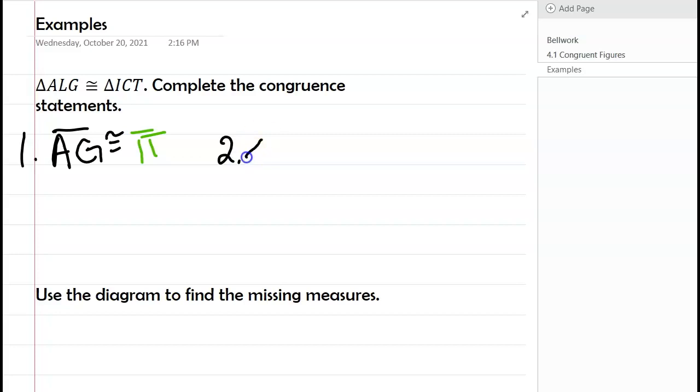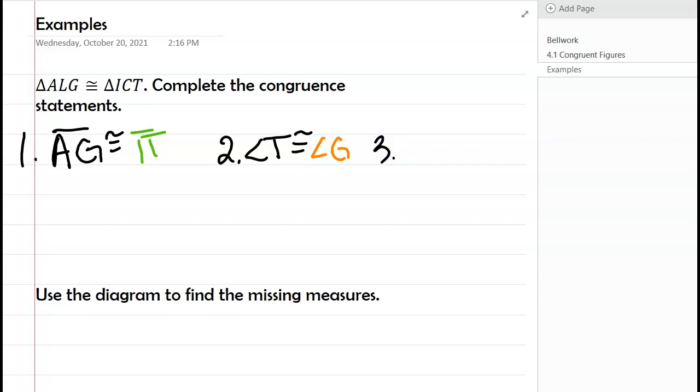What if I'm looking for angle T? I'm looking for the angle that corresponds to angle T. So if T is the last letter, what angle is going to correspond to angle T? Angle G. Very good.